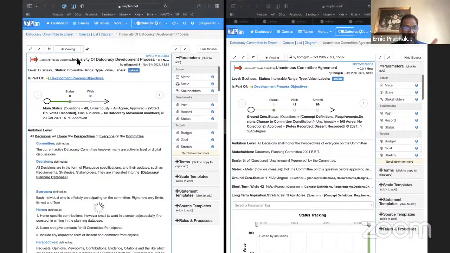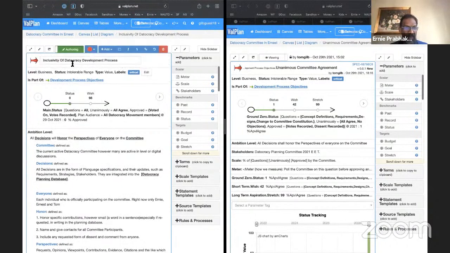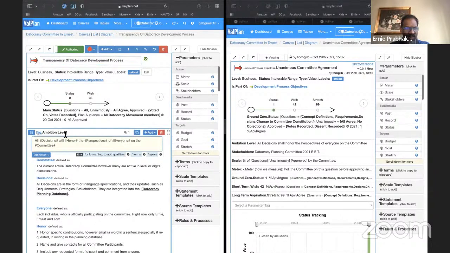Okay. This may be where I messed up, in that I think you originally had transparency here, and when I saw that ambition level, I changed that to inclusivity, and that may be where I glitched, because I think that the all decisions on the perspective, that probably is more around here on the right side of the unanimous committee agreement, and this might be a different point entirely.